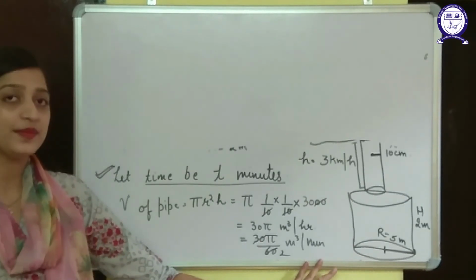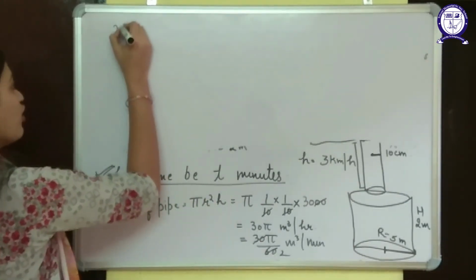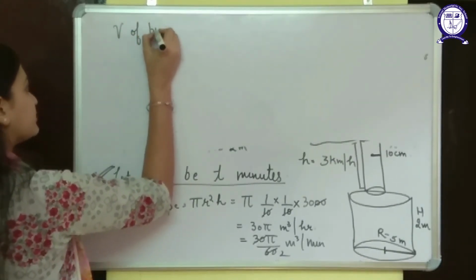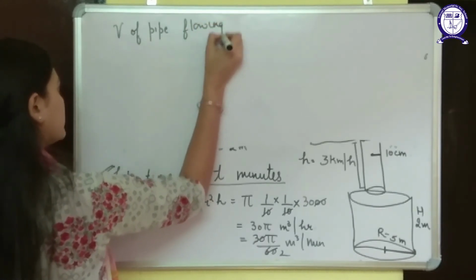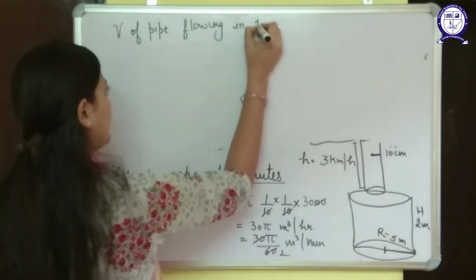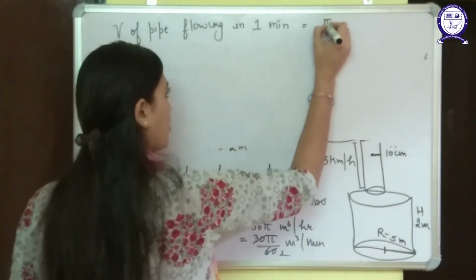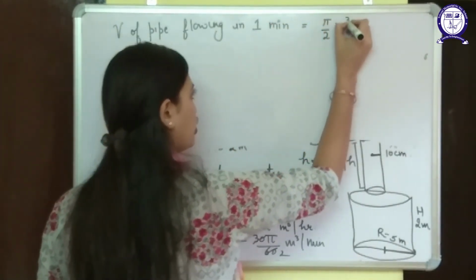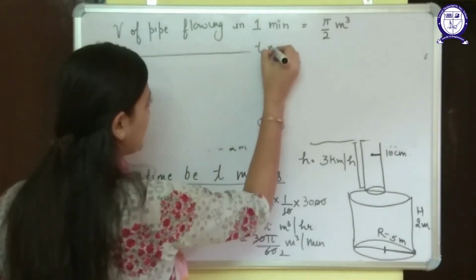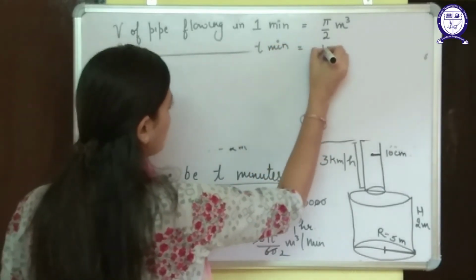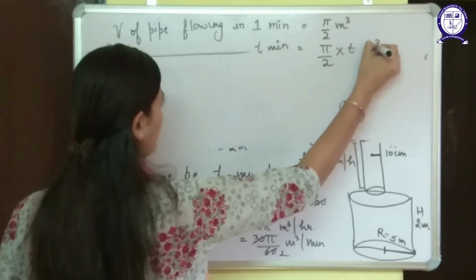Okay, so this is the volume of water which will be flowing in this pipe in 1 minute. And how much time has it taken? It has taken T minutes. So the volume of water flowing in 1 minute is pi upon 2 meter cube. So what will be the volume of water flowing in T minutes? This will be pi by 2 into T meter cube.